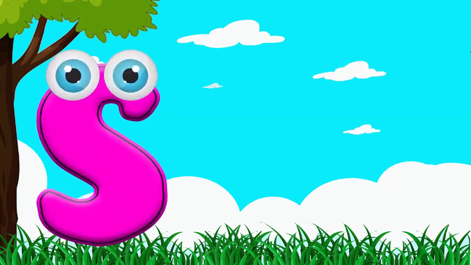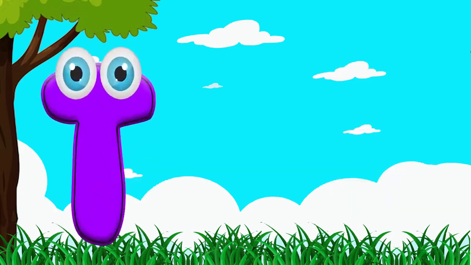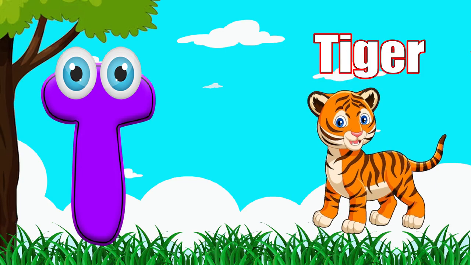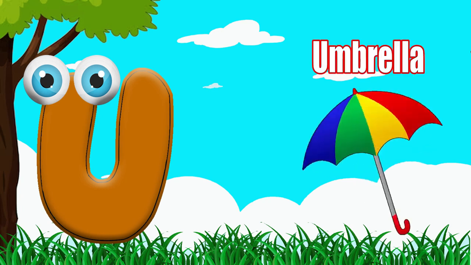S is for sun. T is for tiger. U is for umbrella.